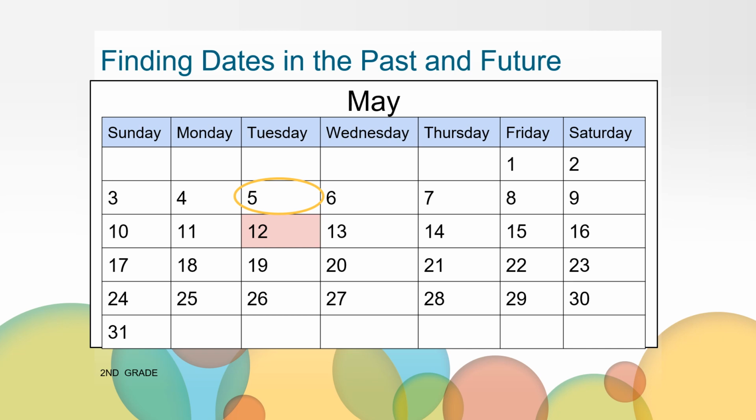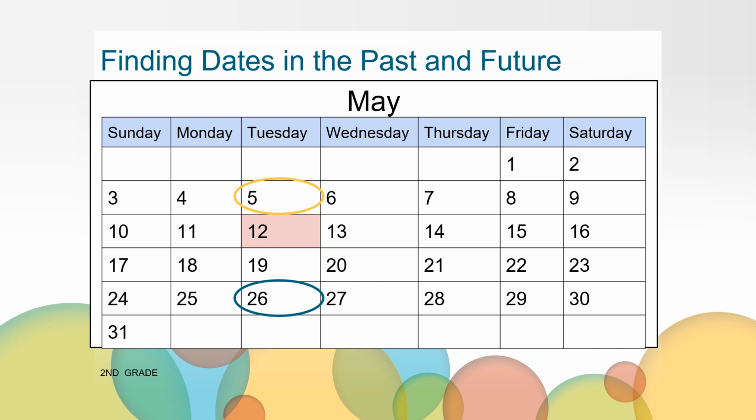Let's try another one. If today is May 12th, what will be the date 2 weeks from today? 2 weeks from today is in the future. It has not happened yet. Find the date 2 weeks in the future. May 26th is the date 2 weeks from today.